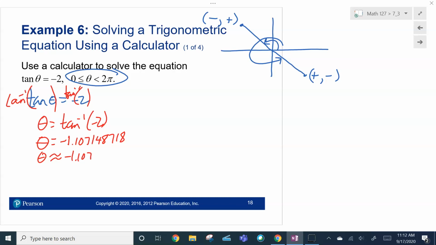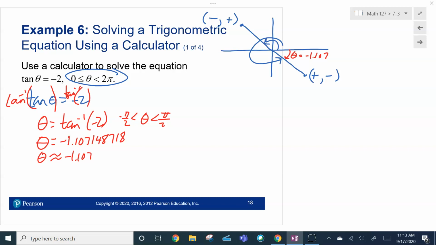Okay. Now, when I ran the arctangent, remember when we took the tangent, in order to make it 1 to 1, we had to cut off the tangent between negative pi halves and pi halves. So when we take that arctangent, it's spitting out a theta that's between negative pi halves and pi halves. So it's given us this angle right here, -1.107, right? That's what it's given us.